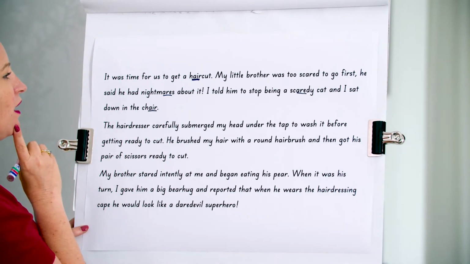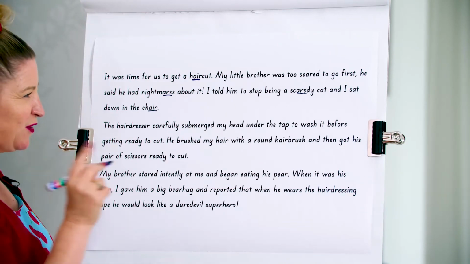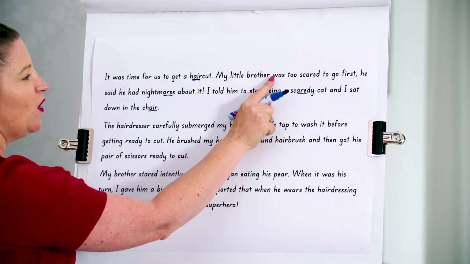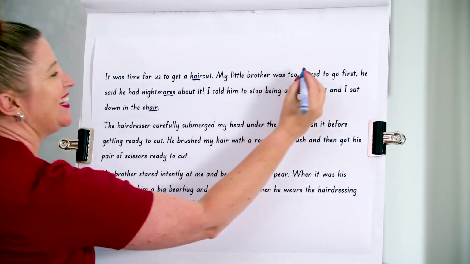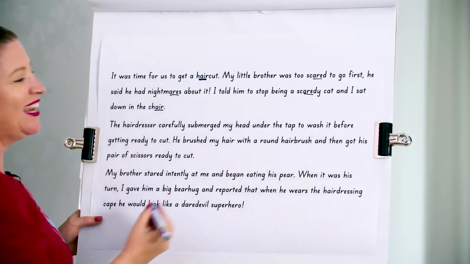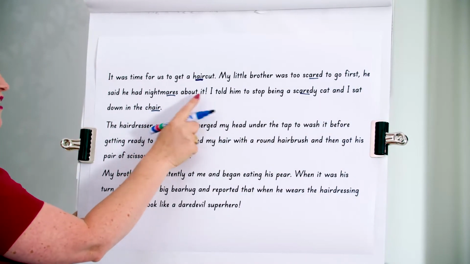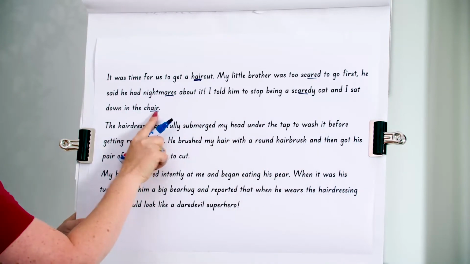Oh, let's have a look. I think I missed one. Did you see it? Let's have a look. I think it's here. My little brother was too scared. Air. I missed it. There it is. A-R-E, air. He was too scared to go first. He said he had nightmares about it. I told him to stop being a scaredy cat and I sat down in the chair.